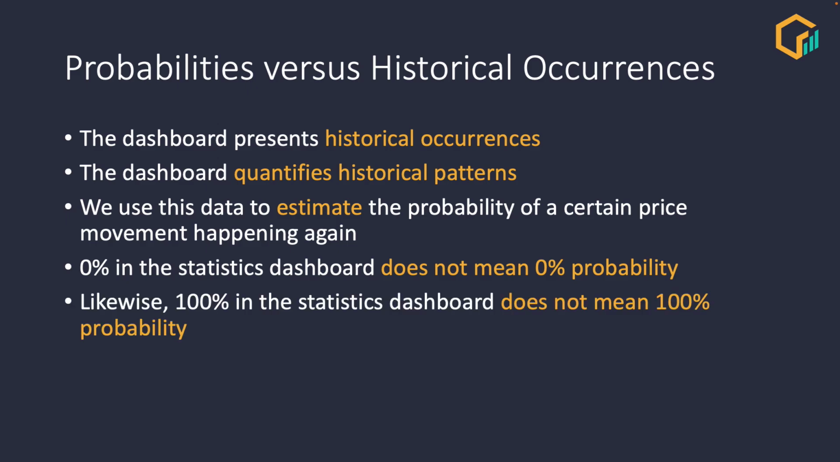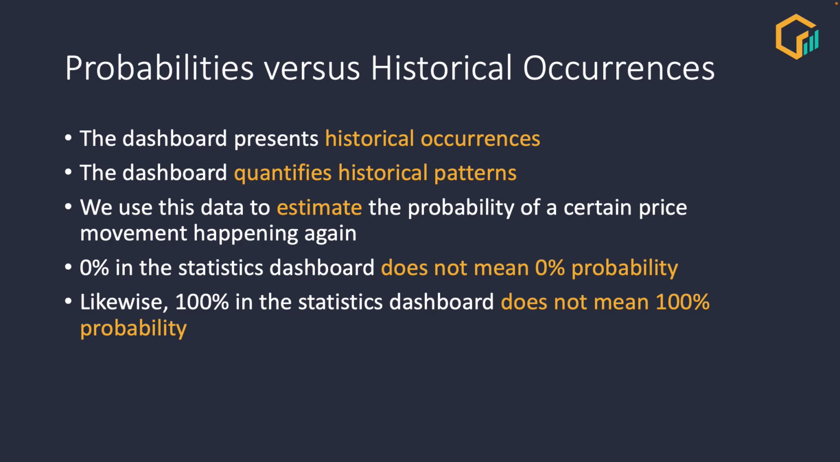Likewise, 100% in the statistics dashboard does not mean there's a 100% probability for something to happen. It simply means that in the selected time range and the filters you have applied, 100% of the time that happened. So it always happened. But does that mean it has to happen again with 100% certainty? No. Does it mean there's a very high estimated probability of that happening again? Yes, certainly. So this is the difference between probabilities versus historical occurrences.